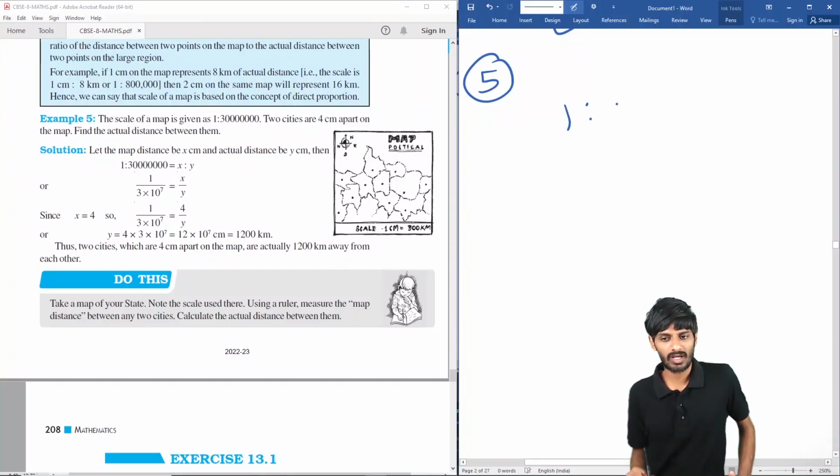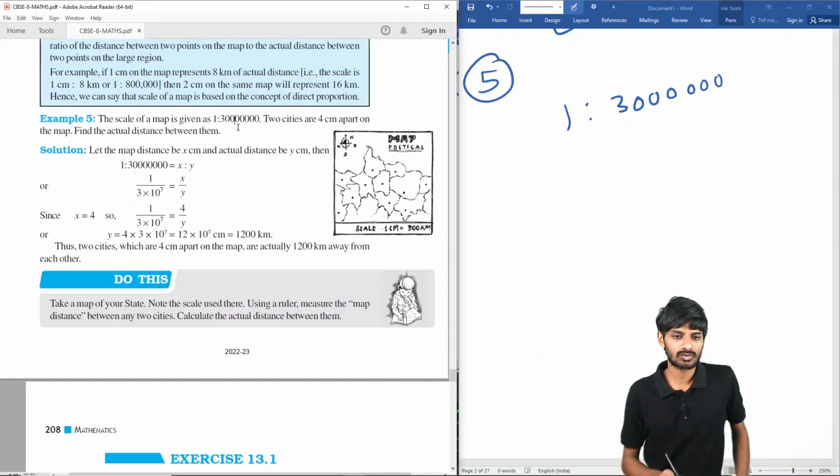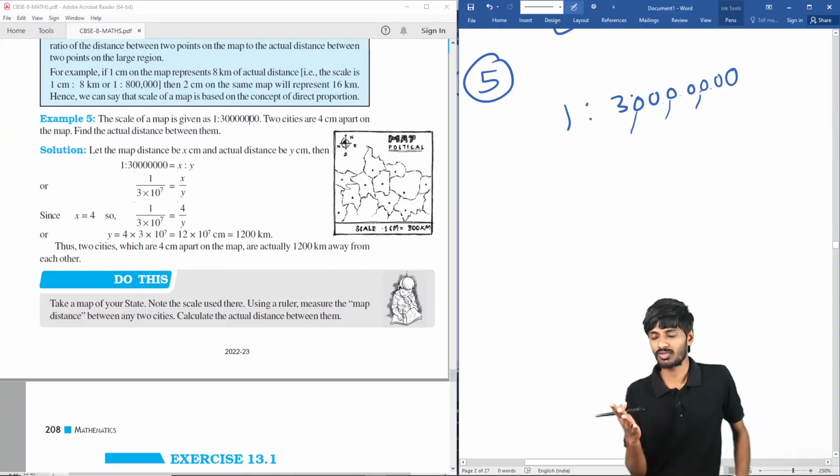It says 1:3 0 0 0 0 0 0. How many zeros? 1 2 3 4 5 6 7 zeros, students. 1 2 3 4 5 6 7. So if you write it like that, such a big number it is, no? So it is 3 crores, almost 3 crores.